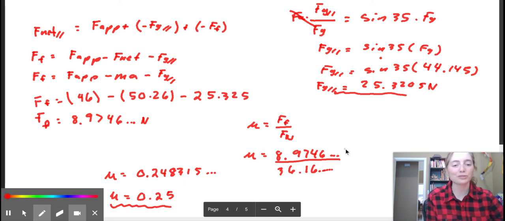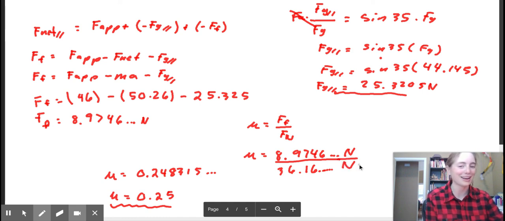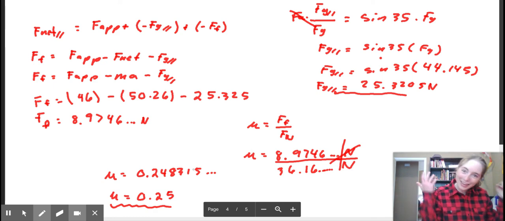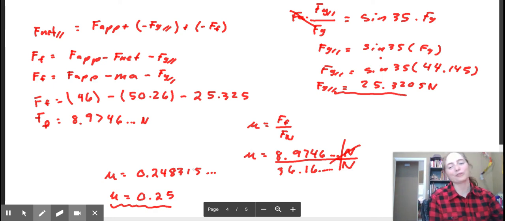Okay, so the reason why mu is unitless, well, let's put our units back in here with our force to do some unit analysis. Units for force is newtons, newtons over newtons. Well, newtons divided by newtons cancels out. So that means we have no units. They have canceled out. So therefore, we have no units.